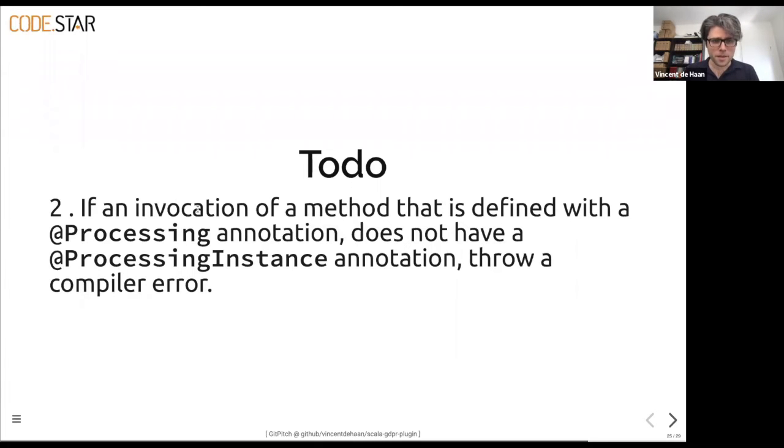All right, then the next step is a bit more complicated. If an invocation of a method that is defined with a processing annotation does not have a processing instance annotation, throw a compiler error. So if we have a processing at the definition side and we don't have a processing instance at the call side, then we throw an error.